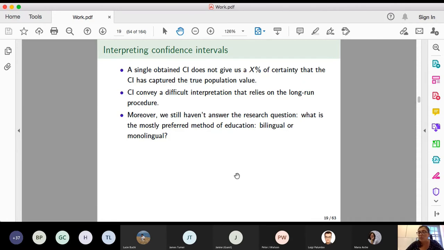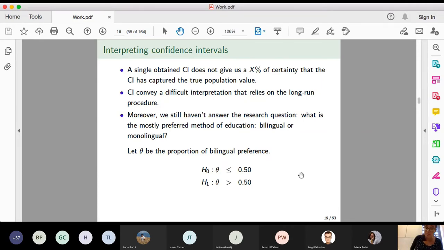But now remember what our research question was. We want to know what is the most preferred method of education. Is it the bilingual or the monolingual? And well, to answer that question, we will need a hypothesis test like this. So let's assume that theta here is the proportion of parents that prefer the bilingual education. So the null hypothesis will be that theta is lower than or equal to 50%, and the alternative hypothesis is that it is greater than 50%, that the bilingual education system is the most preferred among these parents.